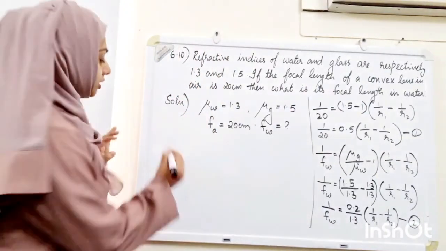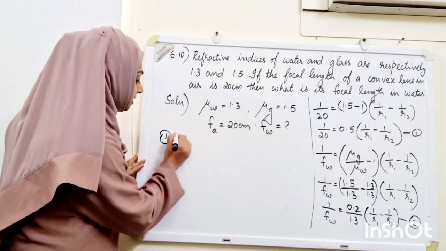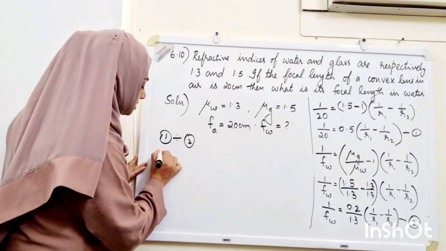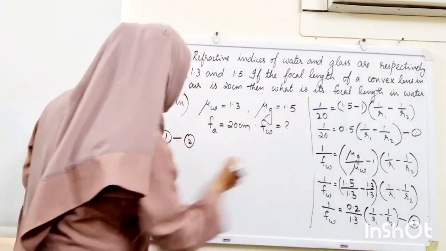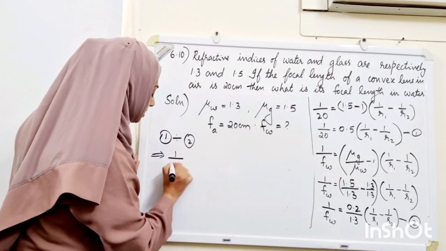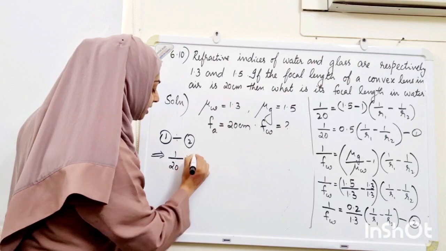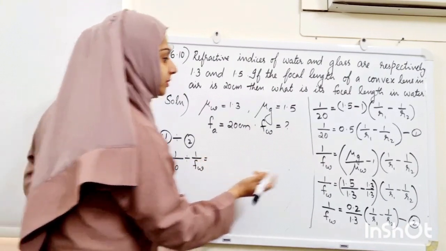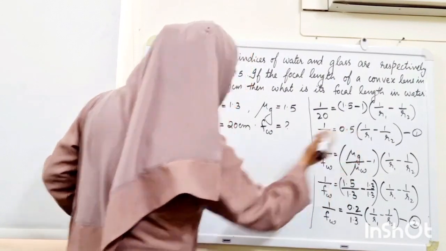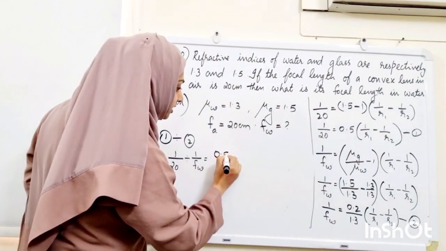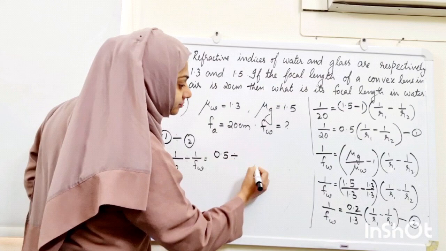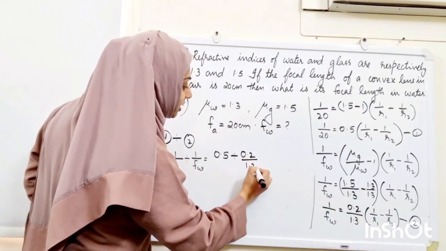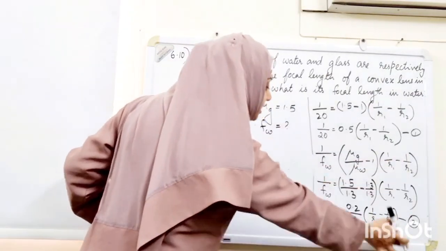So equation 1 divided by equation 2. That will give us, equation 1 is 1 by 20 divided by 1 by FW is equal to, here 0.5 divided by 0.2 by 1.5, and this will get cancelled.